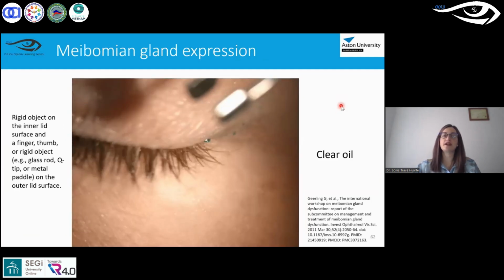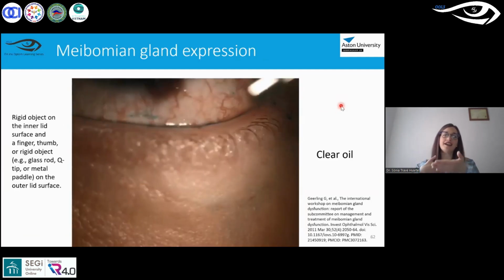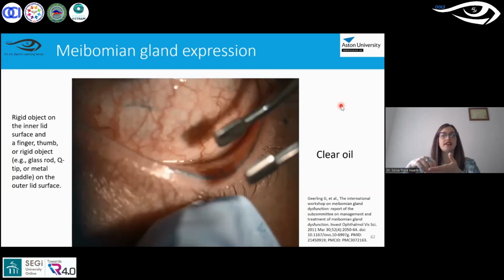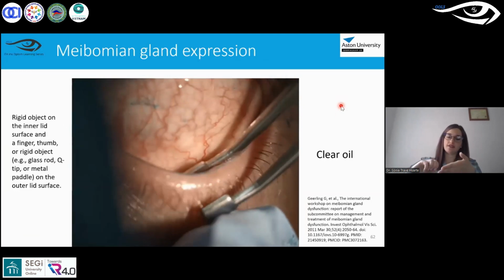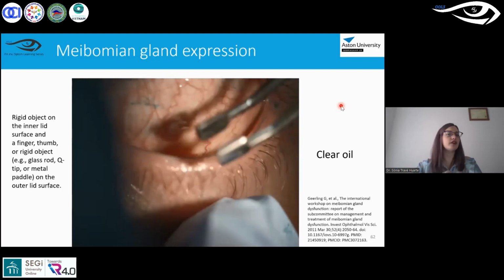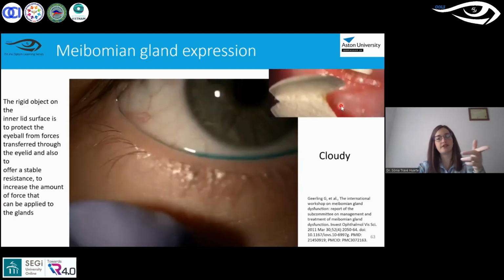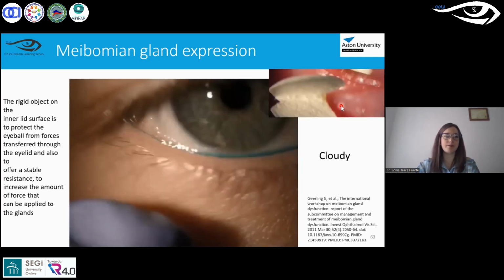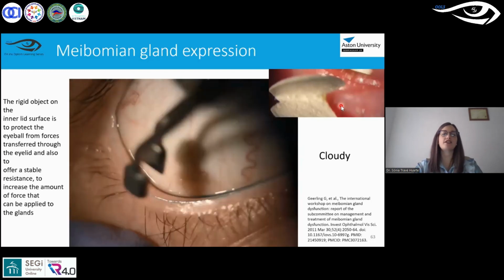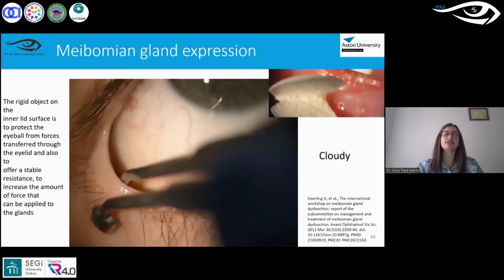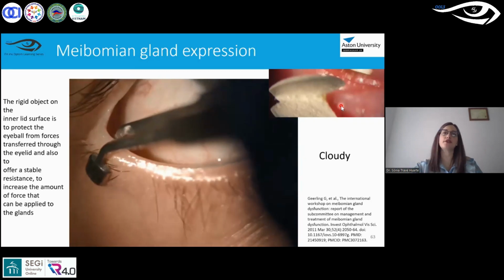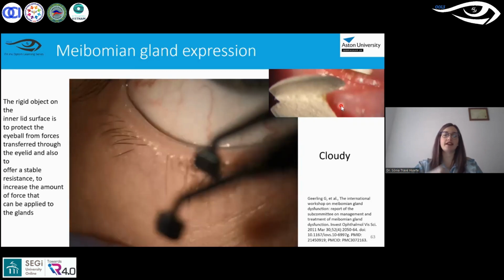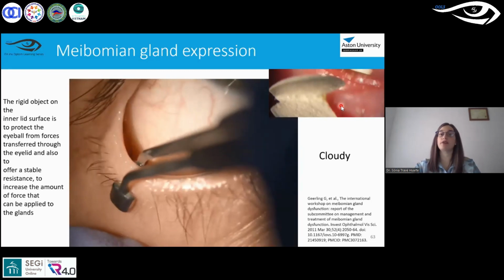What we need to do is make sure that we have a rigid object behind the eyelid to then be able to express, either with forceps, as I'm doing there, or with a metal paddle and then rolling a cotton bud or your finger, whatever it is. The first one, the one that I just showed, was the clear oil. Now in here we have cloudy oil, so the same thing. What we try to do is a treatment in itself, because if there's anything blocking, we are blocking those oils from coming out. And if there's any blockage at different distal areas of the gland, we would be removing that.